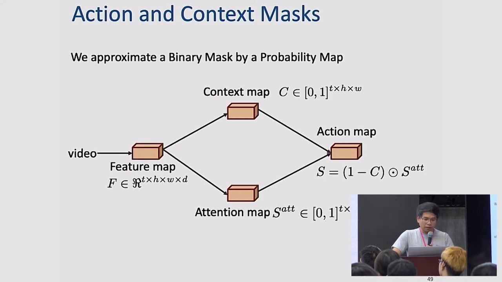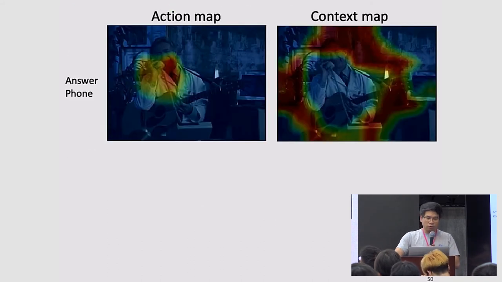So essentially, at the end, what we learn is we were able to formulate this as an attention map for the action component and the context component. So what I'm showing you here is a network that learned to focus on the action component and also an attention map for the context component of the action clip.